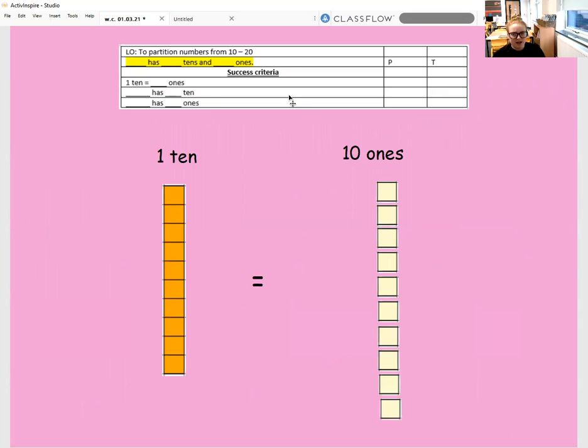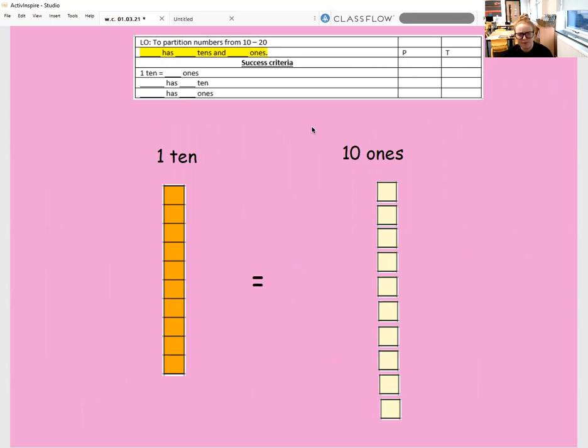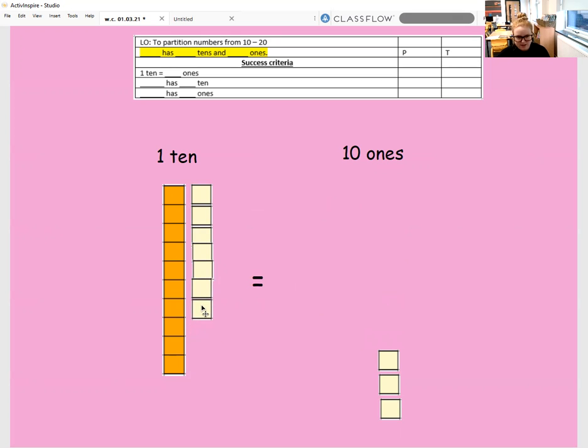So today we're going to carry on looking at our tens and ones and partitioning numbers into two parts. We were saying that 1 ten is the same as how many ones? How many ones make up 1 ten? We know that 10 ones make up 1 ten, so let's have a look. We've got our Deans here, so we've got 1, 2, 3, 4, 5, 6, 7, 8, 9, 10. Are these two amounts the same?